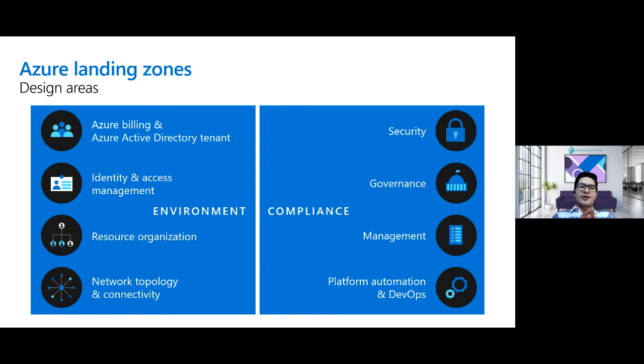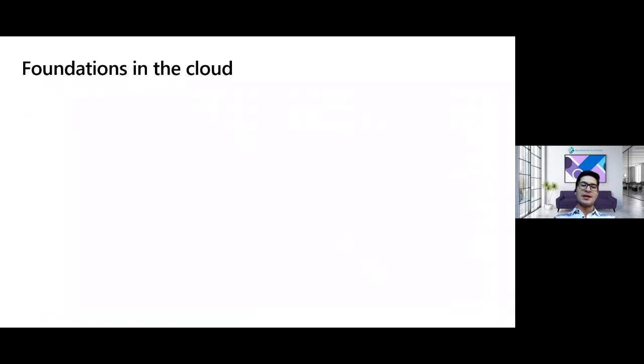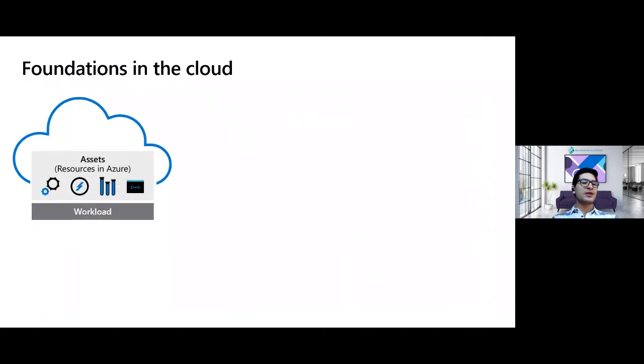But of course, not every application is the same. Not every application will need all those different design areas. And how can we know which design areas our application will need? First of all, we need to make sure about which cloud operations model we have. And to understand that, we need to understand the foundations in the cloud. So what do I mean by foundations?